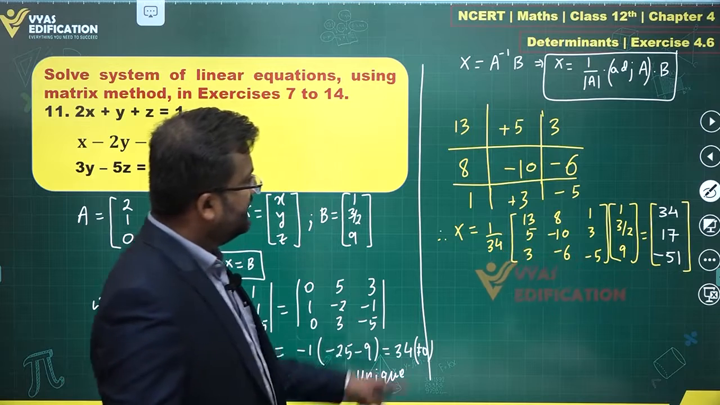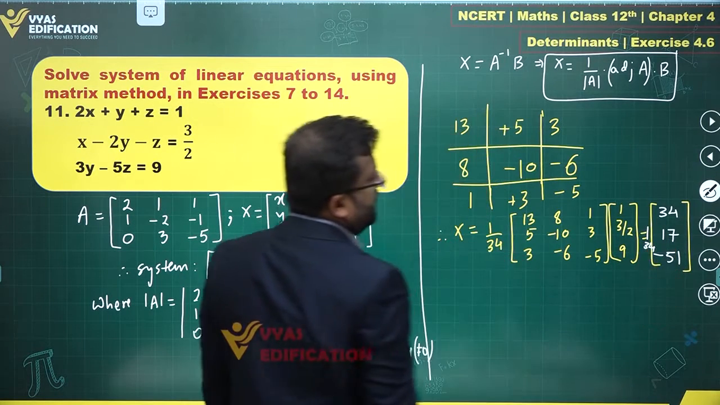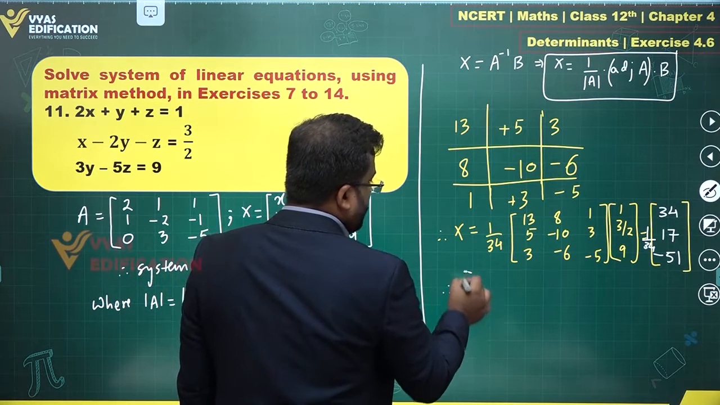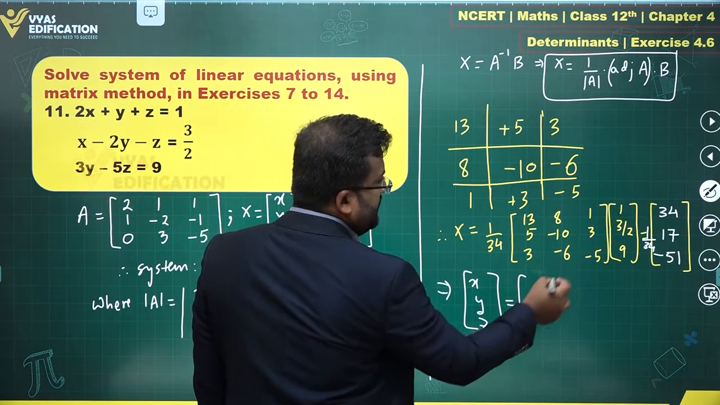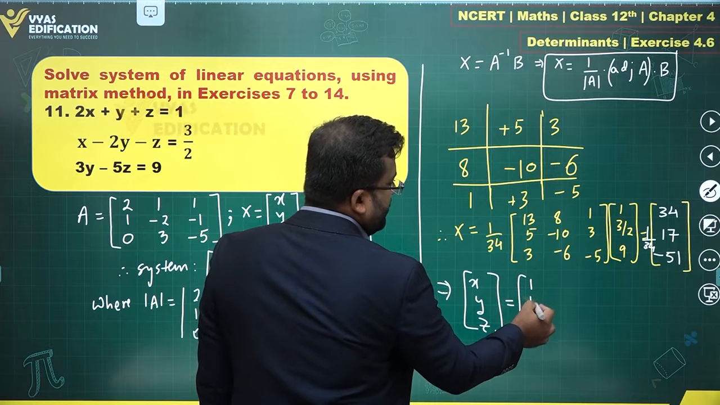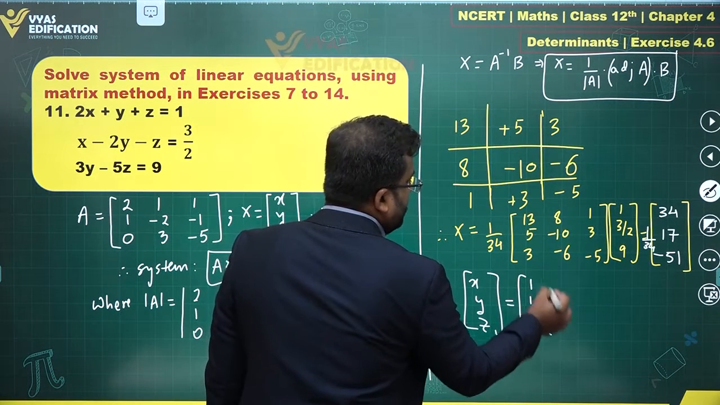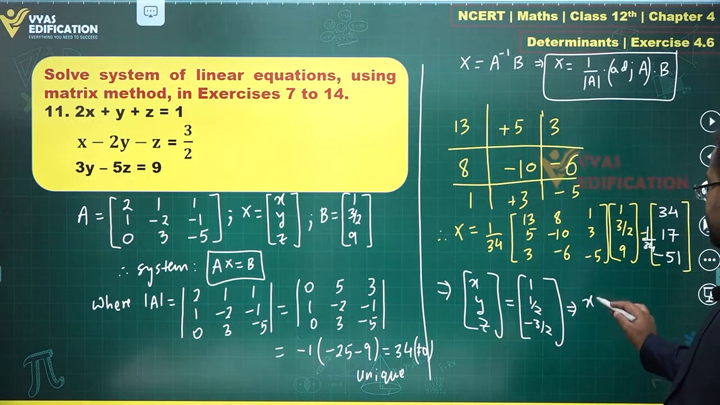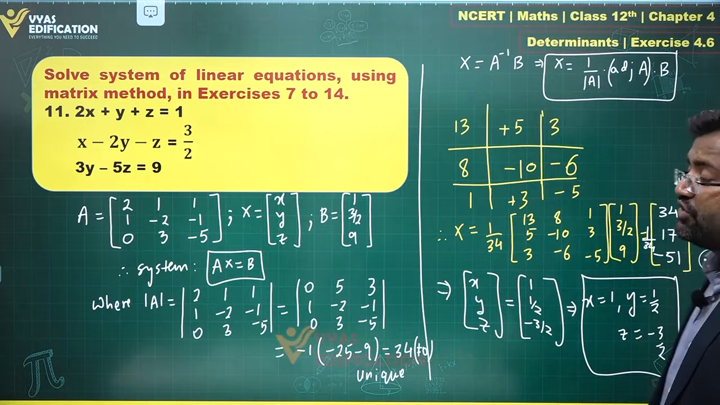And 1 by 34 is there, which is waiting. 1 by 34 is also here. Let's divide with that. And then, therefore, this gives me actually x, y, z. This is equal to what? This is equal to 34 upon 34, 1. 17 upon 34, which is 1 by 2. And minus 51 upon 34, which is minus 3 by 2. Which implies the values of x, y and z will be: x will be 1, y will be 1 by 2 and z will be minus 3 by 2. The important thing which remains is that you should check the values.